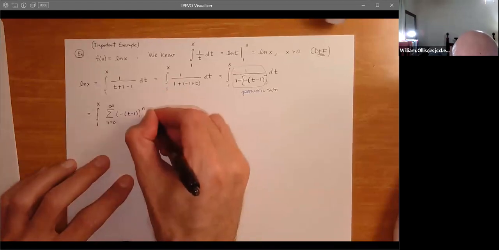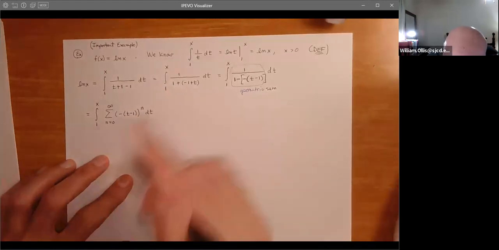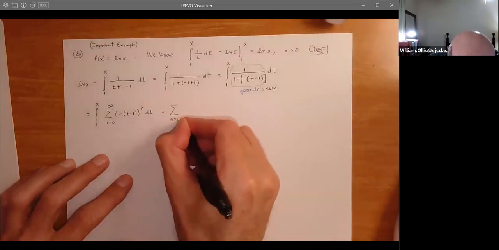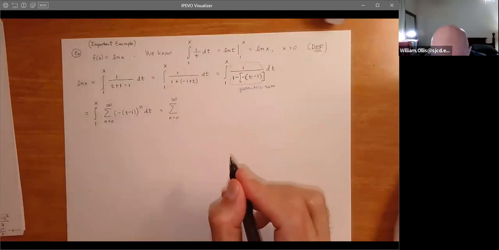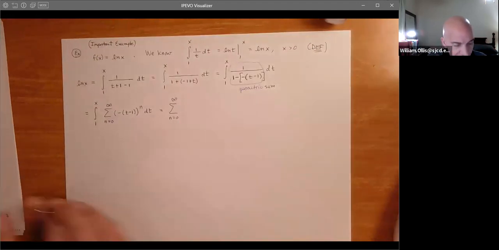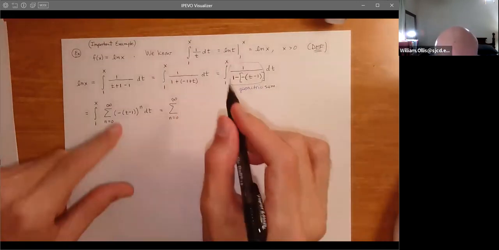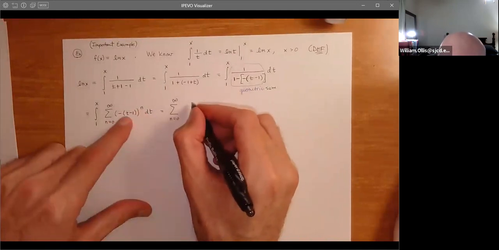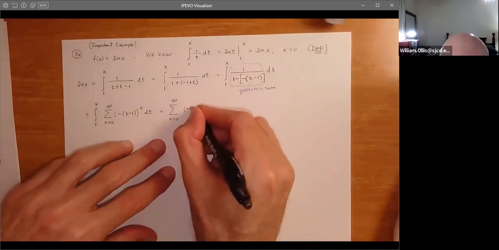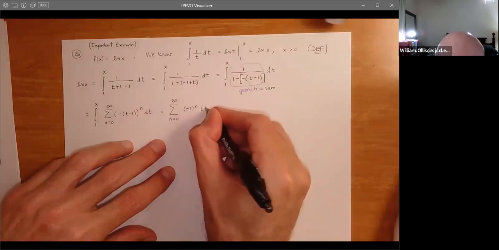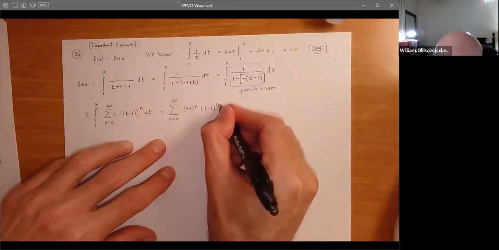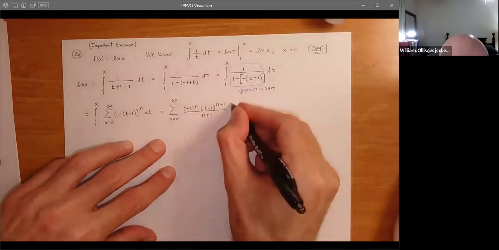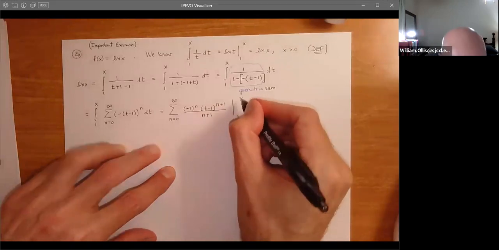So now we put our dt here, and now we can integrate term by term. So this will give us the series n equals 0 to infinity. Now what we want to do is add 1, divide by the new power. So if we add 1, we get n plus 1. So we can write this as negative 1 to the n, t minus 1 to the n plus 1 divided by n plus 1, evaluated from 1 to x.